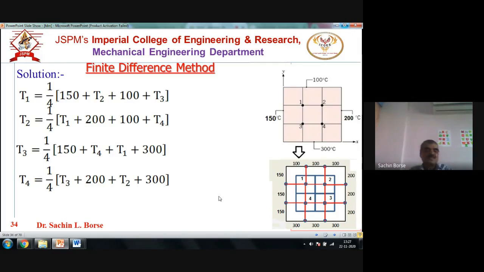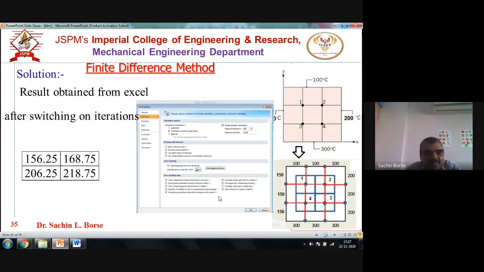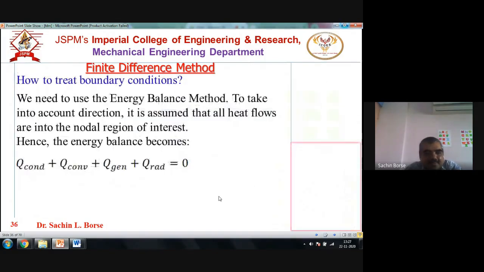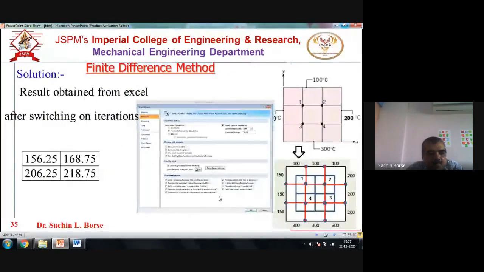Now move further. What I have done now, I have just written these equations in Excel. We move further. Slide number 35. Now in Excel, there is one option. Go back to 35. Whatever you are doing in Excel, there is an option. I will just open the Excel now here. If you have a laptop, you can do this.